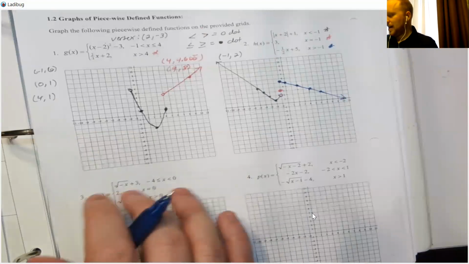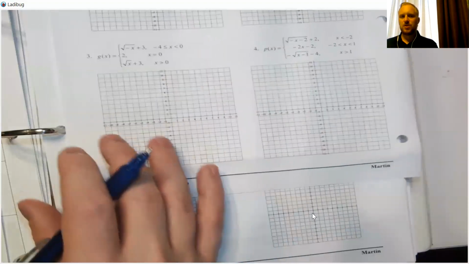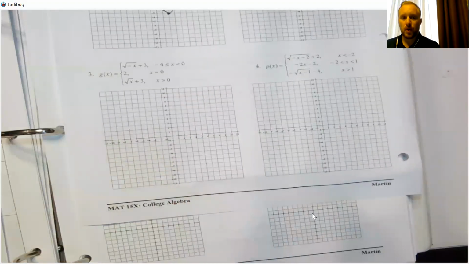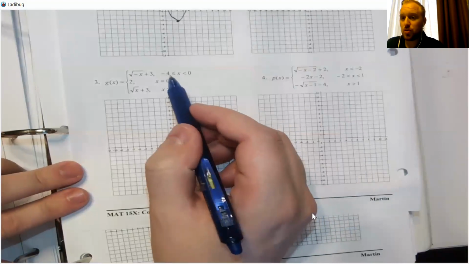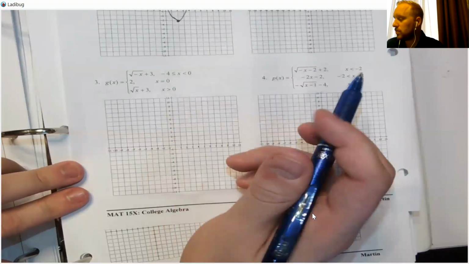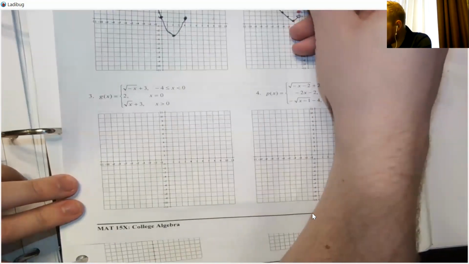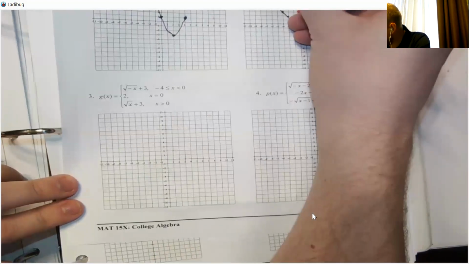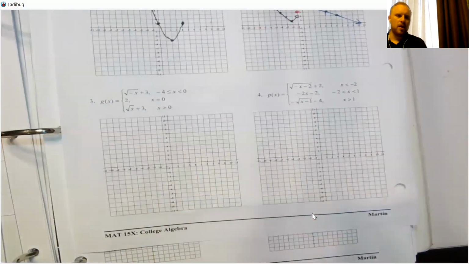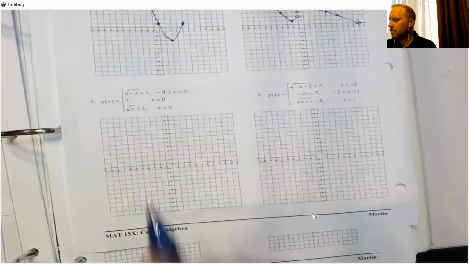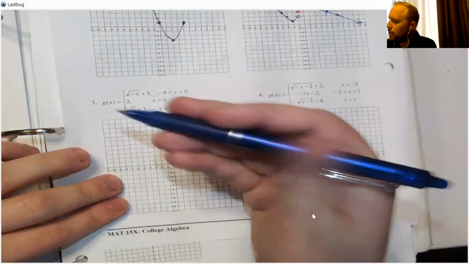Okay, so let's go to the next one. This next one, we have some square roots. Square roots have a restricted domain on them. Now this time, it's saying that we're going to pick any x value in between negative 4 and 0. Oh, and this needs to be an open dot here. So I'm going to erase this. I'm going to put an open dot. There we go. Okay. So number 3, we are going to pick values that are in between negative 4 and 0.